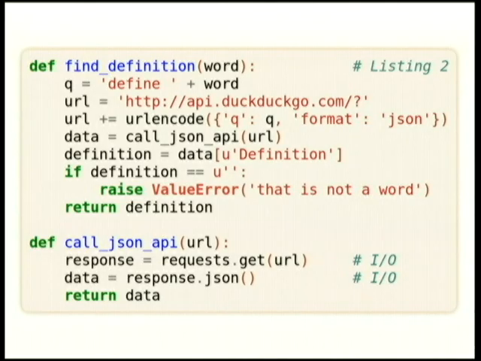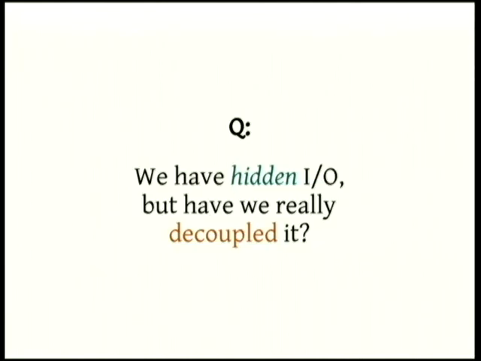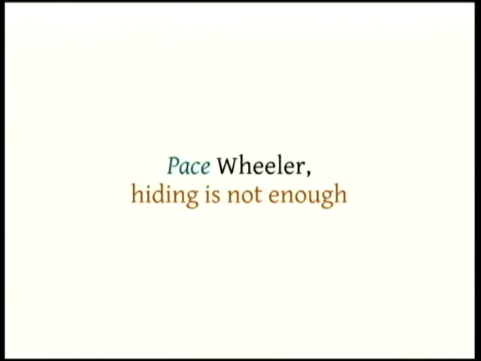We want to get that complexity and bury it, and so we make the fundamental mistake of the last 60 years. We pluck out the I/O and feel proud of ourselves for having done exactly what Dr. Wheeler said. We've hidden it in a subroutine. We have hidden the I/O, but have we really decoupled it? I assert that hiding is not enough if you want to control the complexity of your programs.